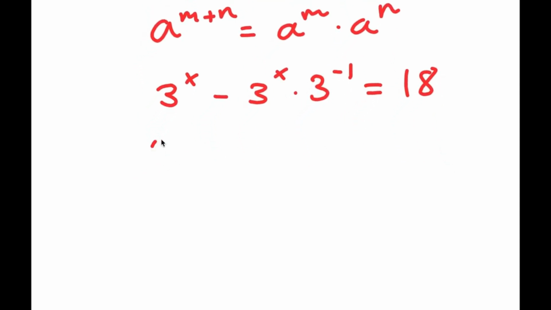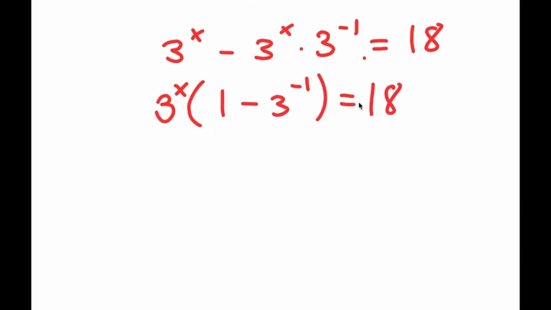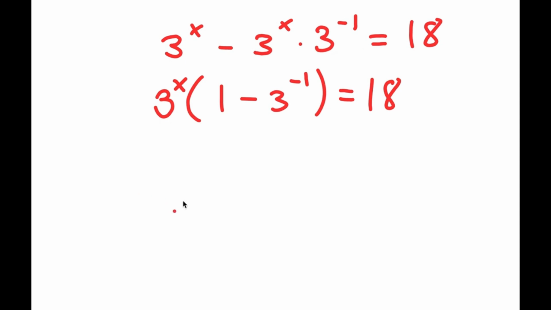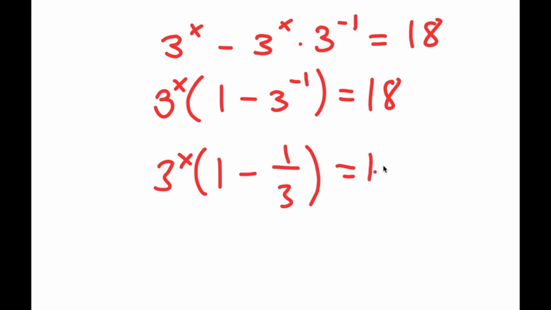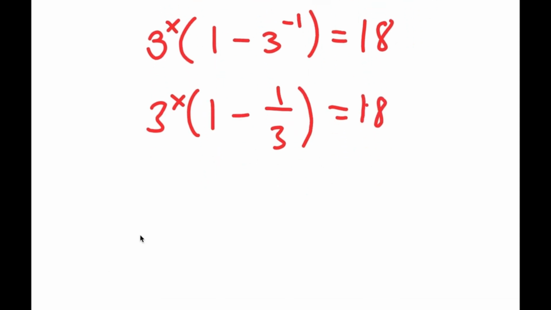Now, I'm going to go ahead and factor out 3 to the power of x. So I get 3 to the power of x times 1 minus 3 to the power of negative 1 is equal to 18. And now, 3 to the power of negative 1 is the same thing as 1 over 3 to the power of 1, which is simply 1 over 3. And 1 minus 1 over 3 is going to equal 2 over 3.